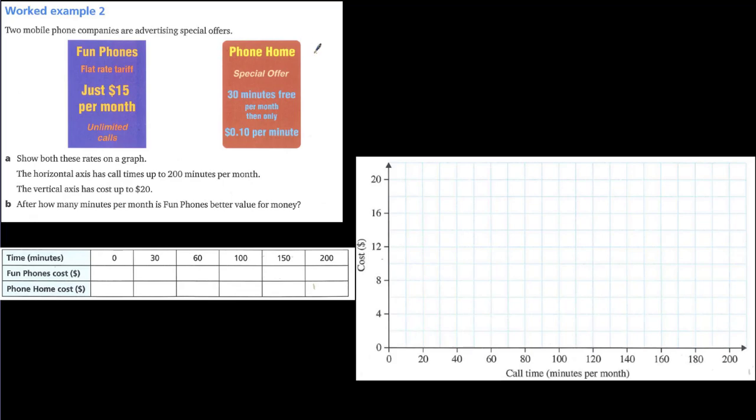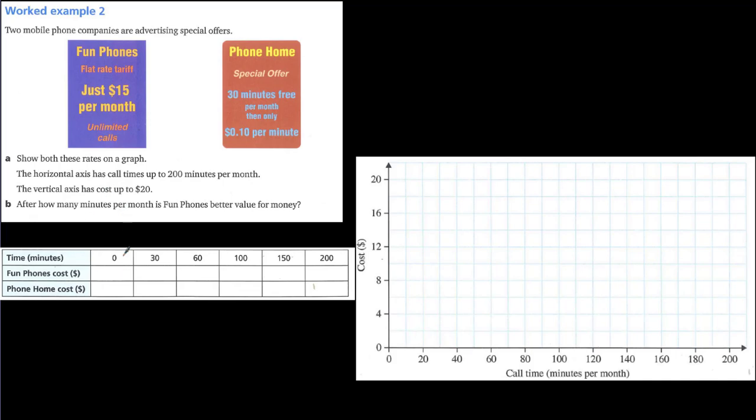The second one, Phone Home, has a special offer of 30 minutes free, then $0.10 per minute. It says to show both the rates on the graph. Here is the graph I cut from your book, and the horizontal axis is time up to 200 minutes per hour, and the vertical axis is cost up to $20. Okay, so we are going to firstly fill this table.